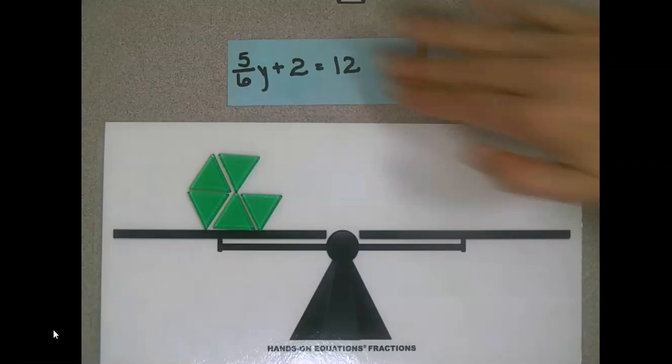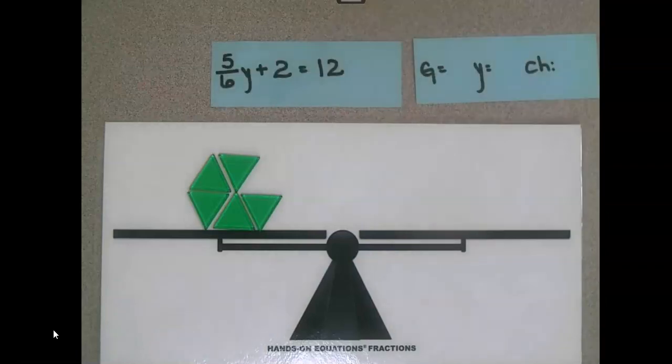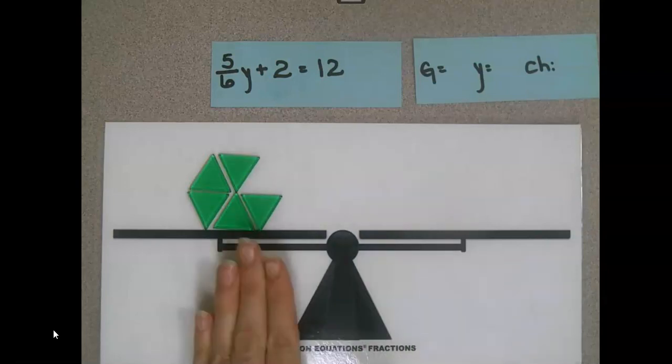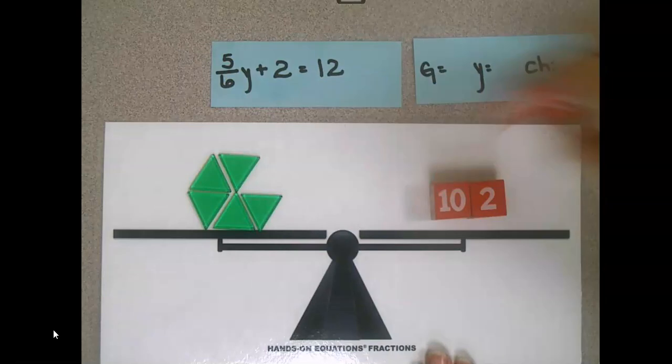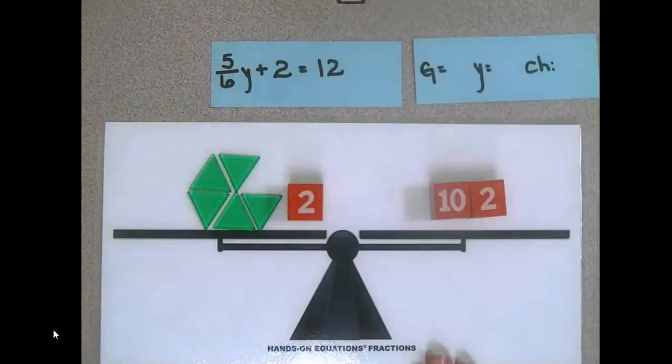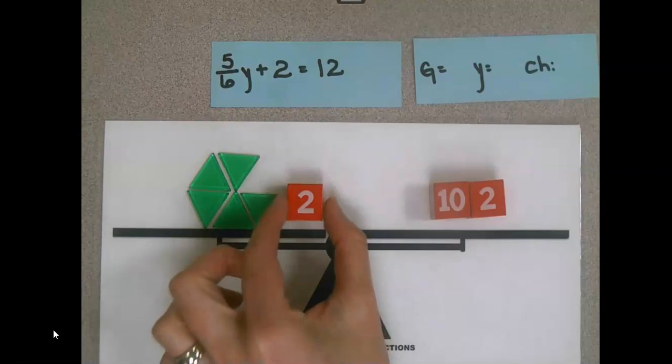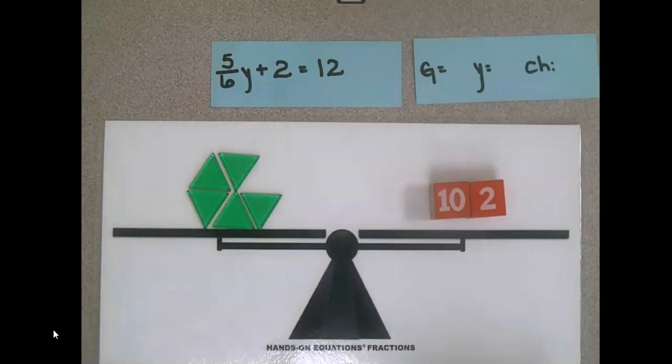So we are going to be solving for our green block, our yellow block, and our check. Now we've set up our 5/6 here, and then we put 12 on this side and a 2 on this side to complete the setup of our problem. So as we remember from hands-on equations, we can perform a legal move here, and I can remove a 2 number cube from this side and a 2 number cube from this side, leaving this setup.